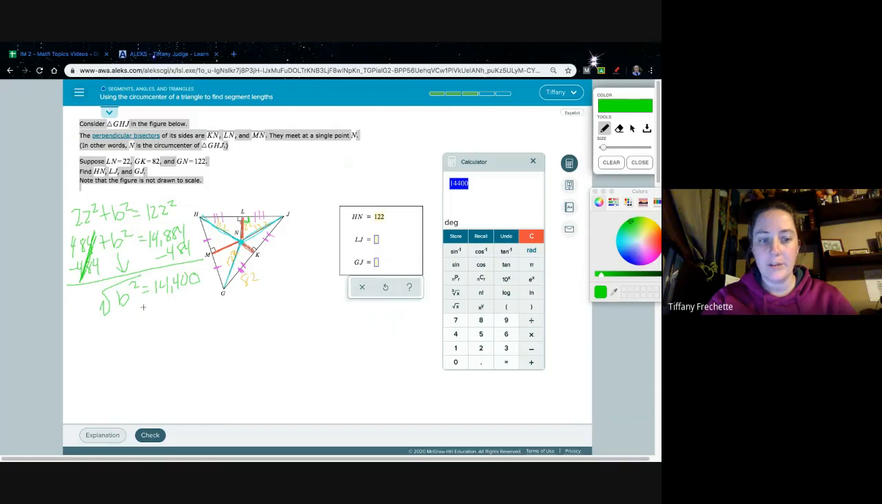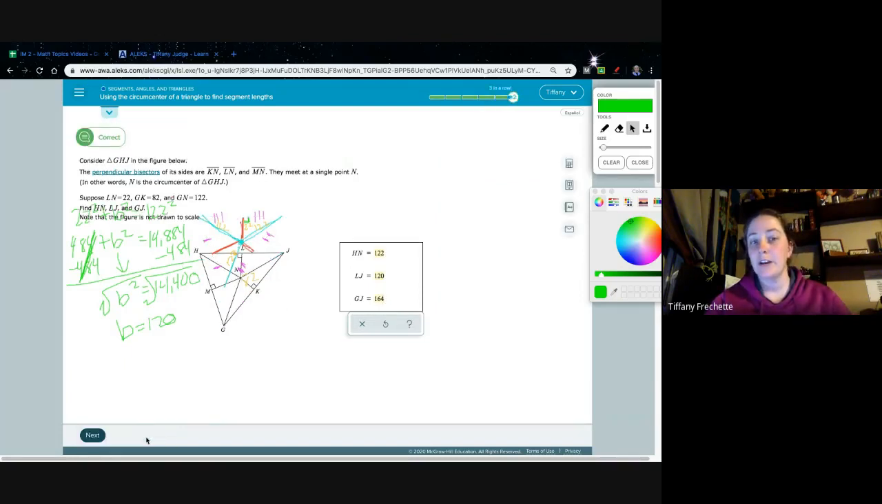Remember, I don't want b squared. I want to know what just b is. So, and come back over here. As long as it's highlighted, I can click square root and equals. So we get b equals 120. All right, so we get 120. And that's for LJ. Remember, that's what we were looking at. All right, so the last one here is GJ. So GJ is the whole thing. Remember, this is the midpoint. So that means that 82 is half. So I'm just going to go over to my calculator here. If I know 82 is half, do 82 plus 82 or times 2. And that will give me 164. Check. We're good to go. We finished another one. Yay.